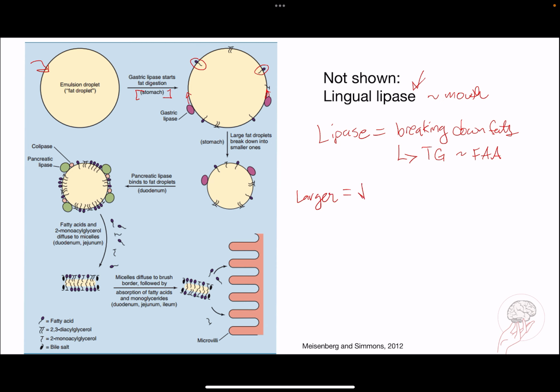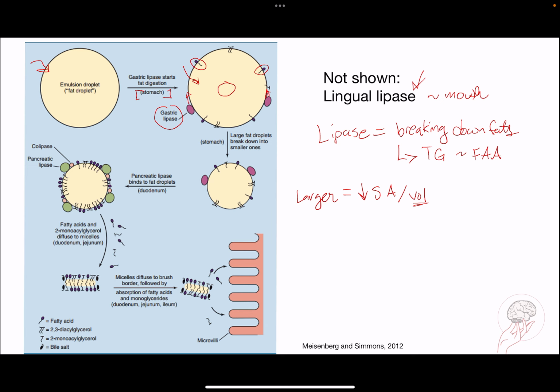equals decreased surface area to volume ratio. So this, even though it's a large droplet, has less surface area to its volume. So it's hard for these lipases to get in here in the center. But between these gastric lipases and motility, the stomach breaks down large fat droplets into smaller ones.